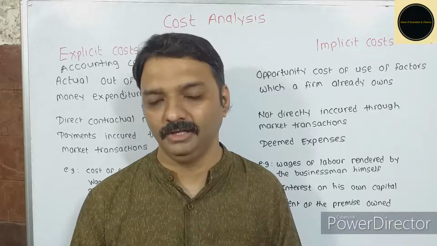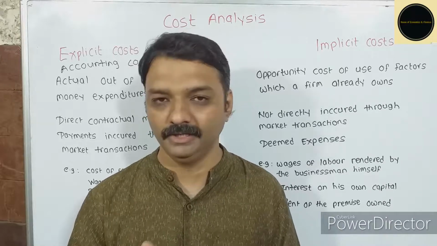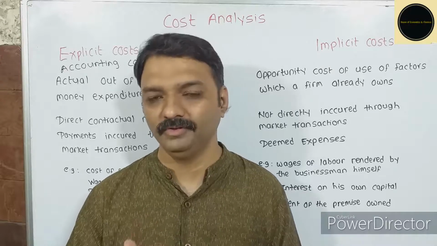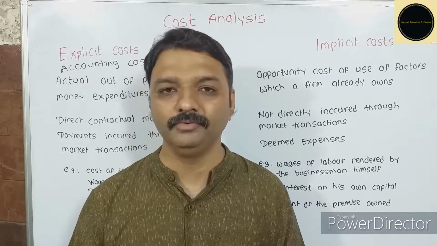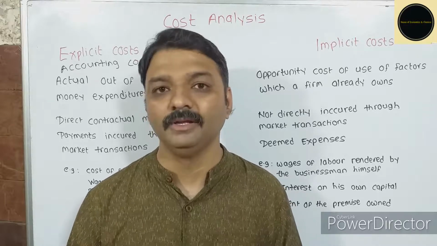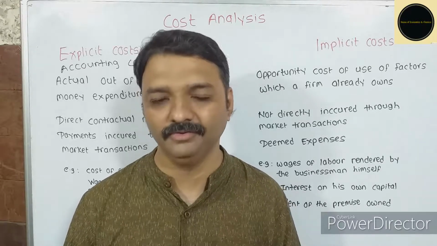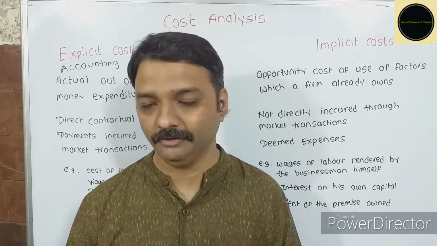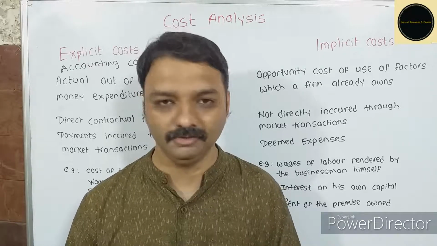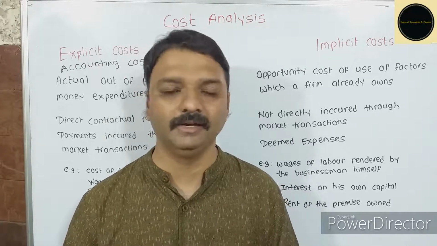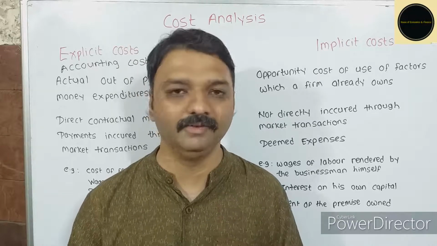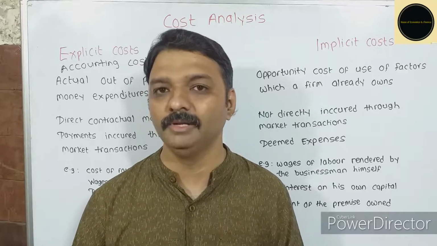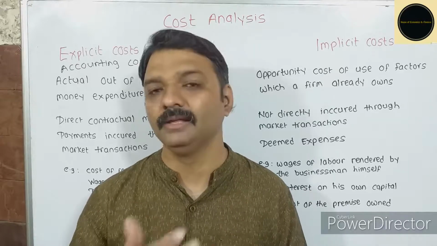Explicit costs are direct out-of-pocket expenditures of an entrepreneur or a firm. That is to say, when an entrepreneur produces a particular service or a commodity, he needs to pay for the factors which he acquires. The direct out-of-pocket expenditures that are incurred in this process, which are recorded in the books of accounts, are called explicit costs. Since they are recorded in the books of accounts, they are also called accounting costs. These are direct contractual money payments that are made by the entrepreneur.